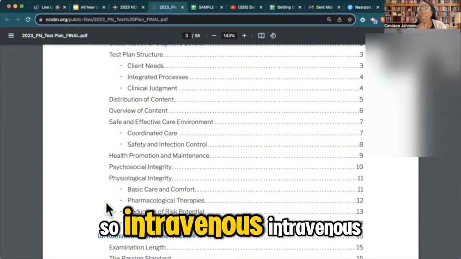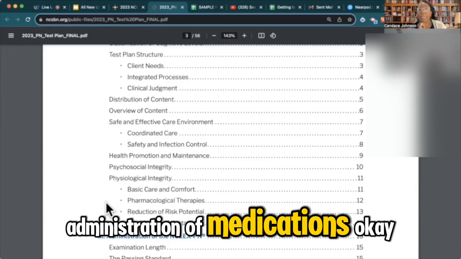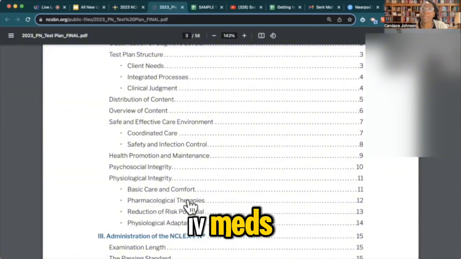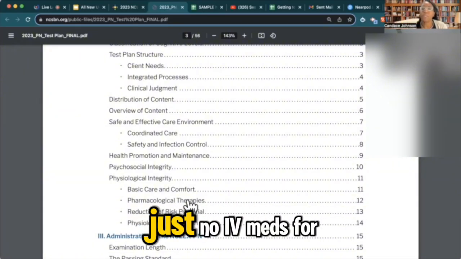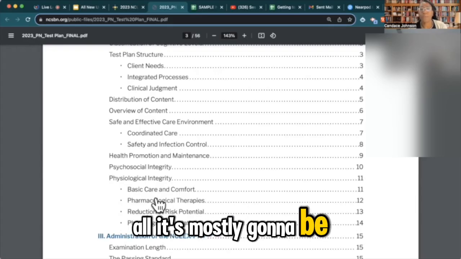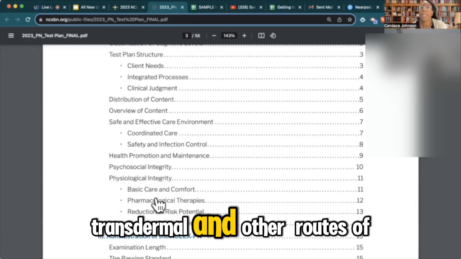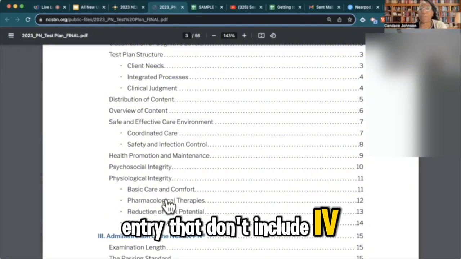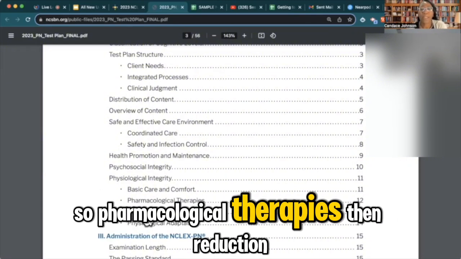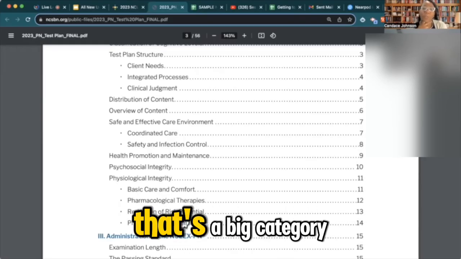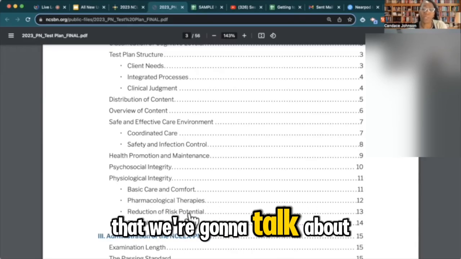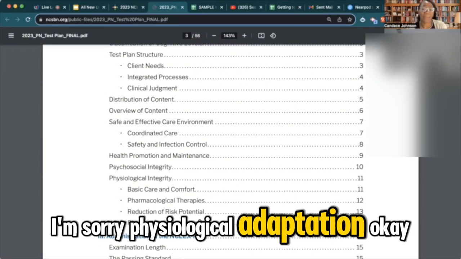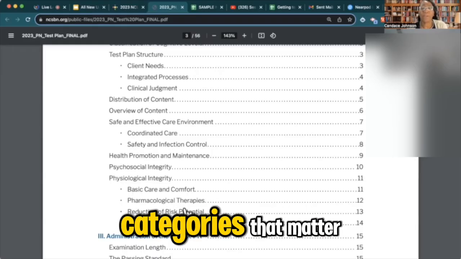So intravenous administration of medications is something you don't have to really worry about. IV meds, having to mix them, having to administer them, just no IV meds for you to worry about at all. It's mostly going to be PO, transdermal, and other routes of entry that don't include IV. Then reduction of risk potential, that's a big category that we're going to talk about. And then finally, physiological adaptation.